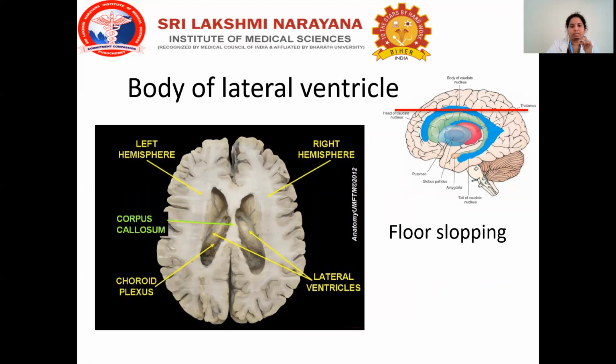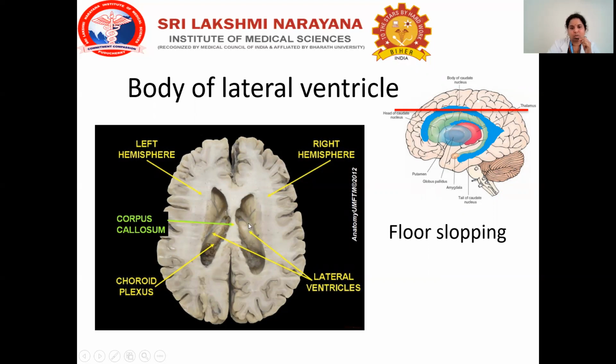Coming to the floor of the body of the lateral ventricle, it is somewhat sloping in form. This is the image observed looking into the cavity of the lateral ventricle after removing the superior part of the cerebrum. This is the left side lateral ventricle cavity, and this is the right side lateral ventricle cavity. The floor of the body of the lateral ventricle is sloping, formed by the body of the caudate nucleus in the lateral aspect and the thalamic nuclei in the medial aspect.